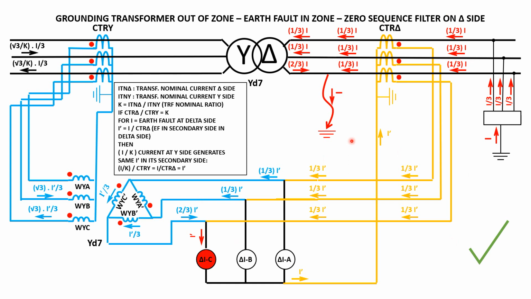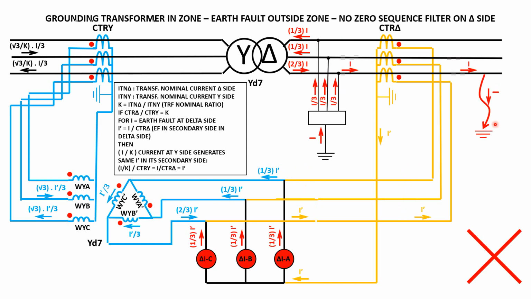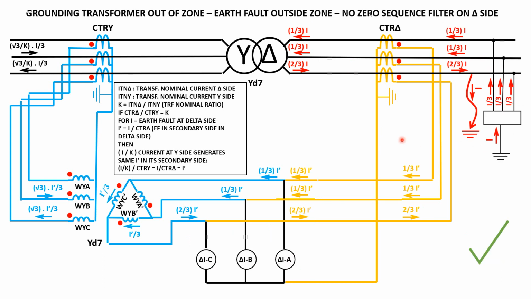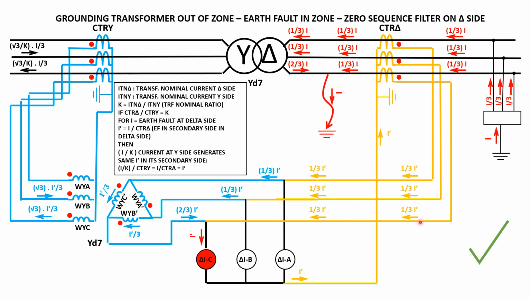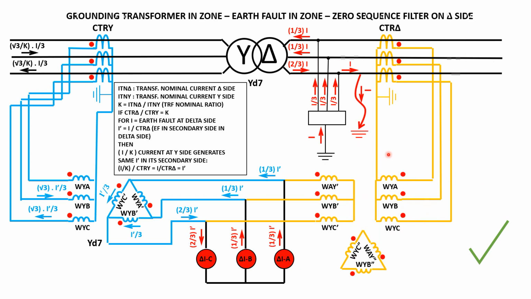And that actually tells us that if we have a grounding transformer outside the zone, we are okay not doing any action on the delta reading. But if we have the transformer in the zone, then we should do some action here. Otherwise, for the earth fault outside the zone, we have wrong operation. That's why instead of not having any action, we put some action here, which is eliminating the zero sequence current.